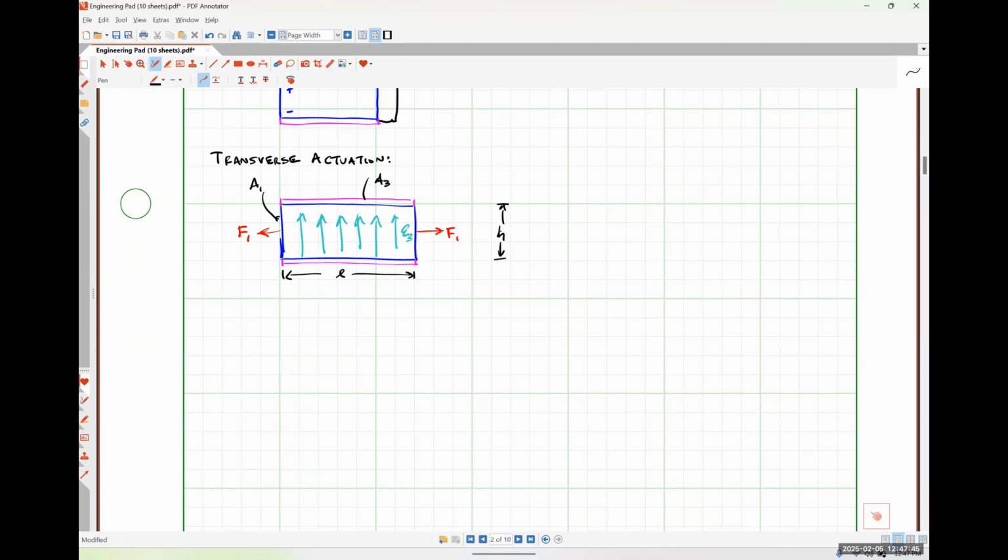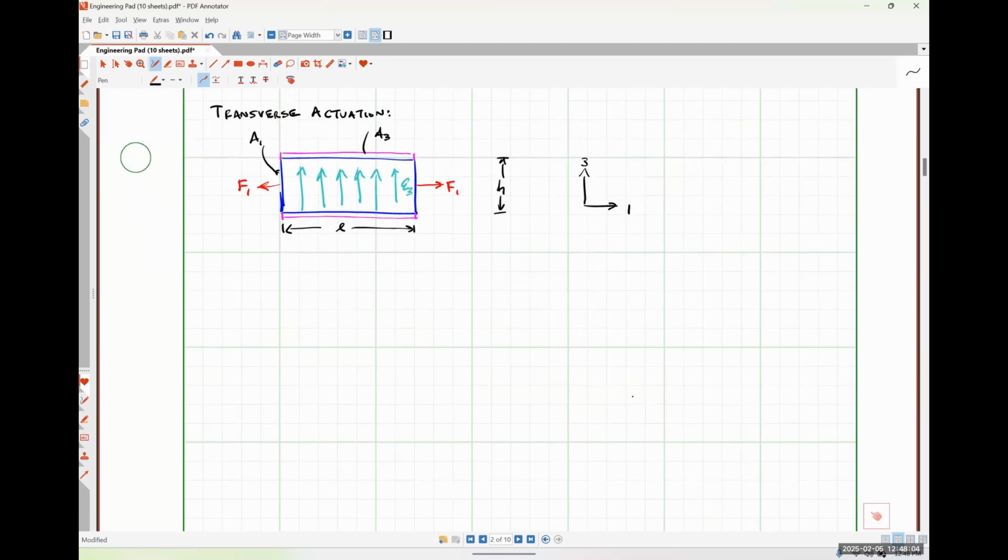Okay. So this is our system. We're applying some voltage across the terminals that I have in hot pink, and we are expecting a force to be generated in the one direction, where, just for fun, this is the 3 direction, and this is the 1 direction. Okay, so the picture representing what's going on has been drawn. Now let's sort out the math.